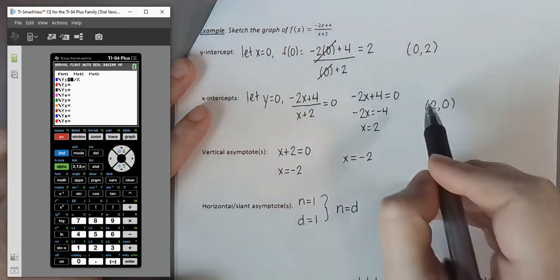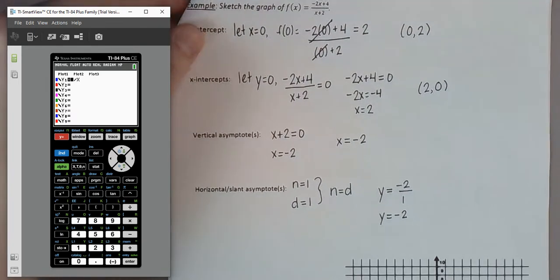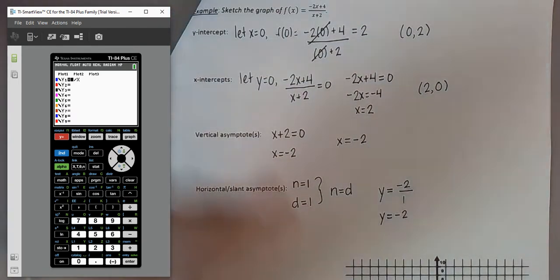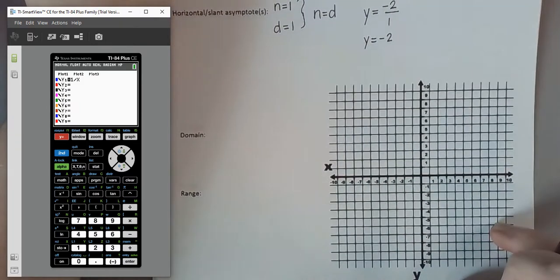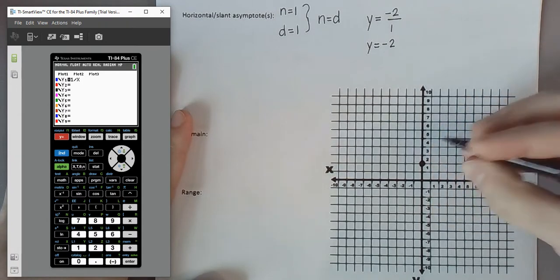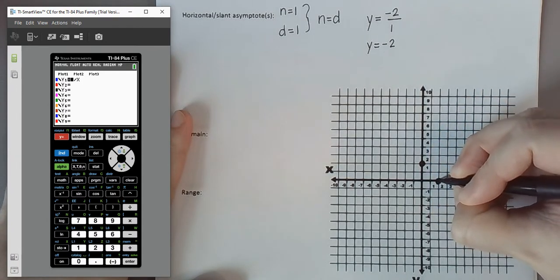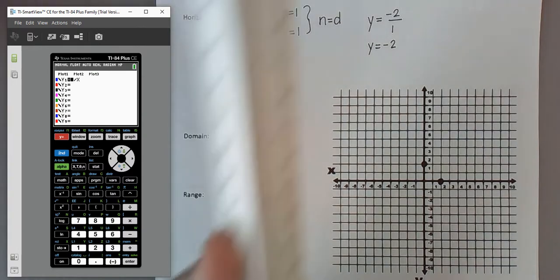So let's put everything we have so far onto the graph, and we'll see what we have. Try to graph these as neatly as you can. The neater it is, the easier it's going to be to interpret what we're seeing and get a good graph. So let's do our intercepts first. So we have a y-intercept at 2, we have an x-intercept at 2, and then we're going to graph our asymptotes, both at negative 2.